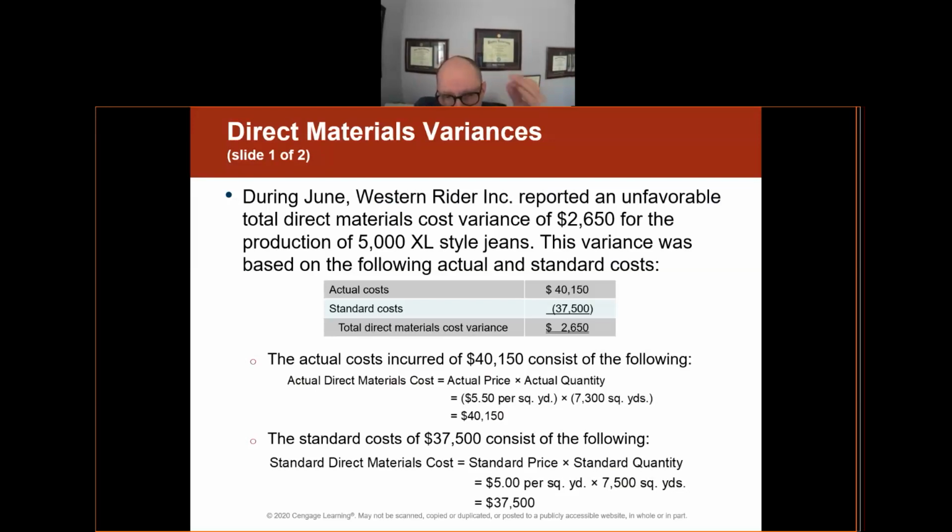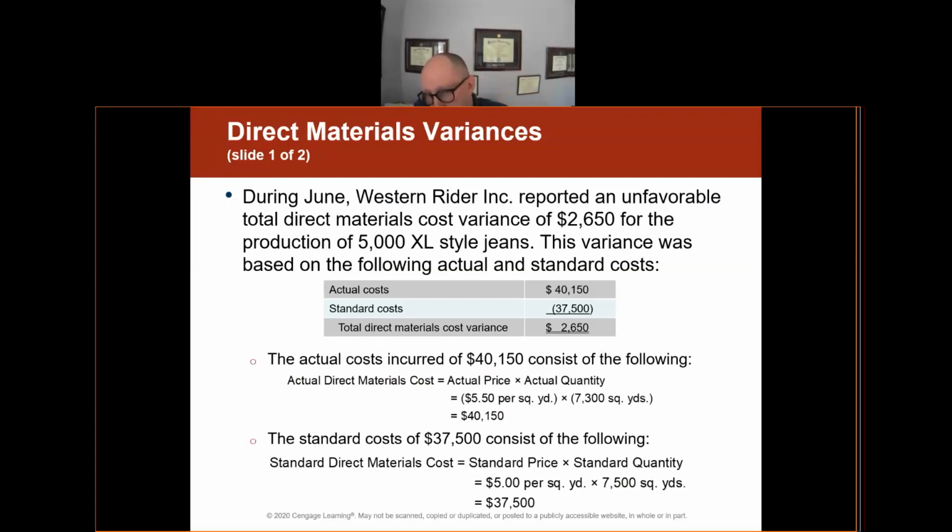How did we calculate the actual direct materials, and how do we calculate the standard direct materials? Now remember, the standard is the budgeted amount. I planned, or I budgeted, to spend $5 per square yard, and I budgeted to use 7,500 square yards. That gave me a standard direct materials cost of $37,500.